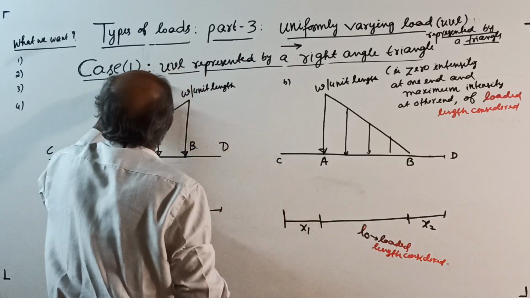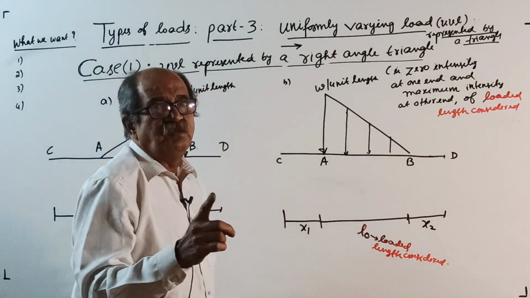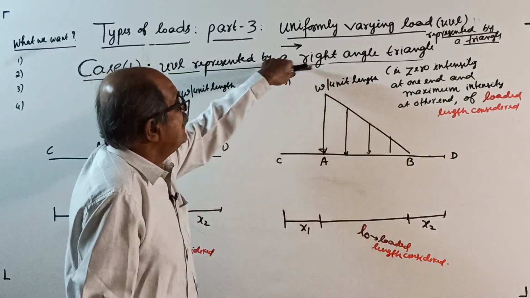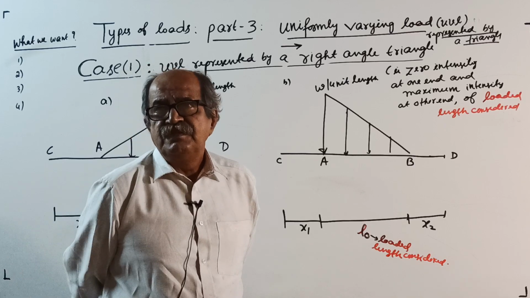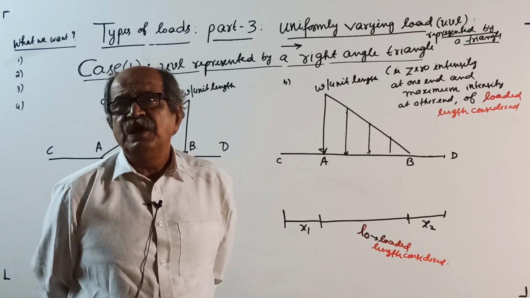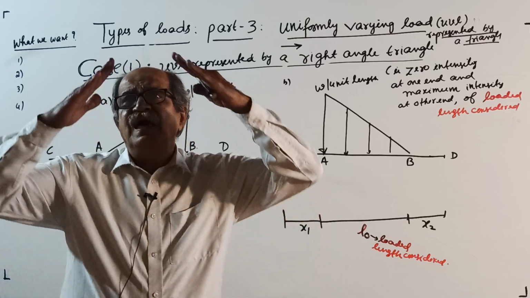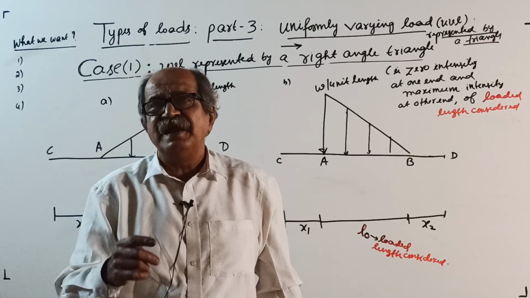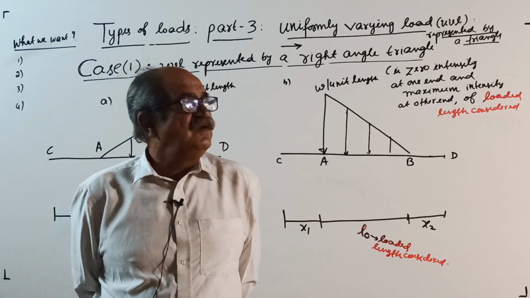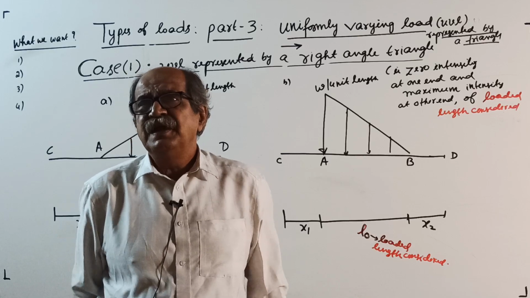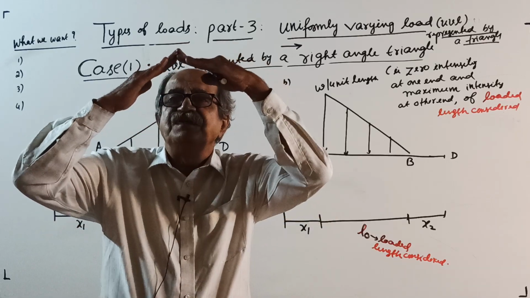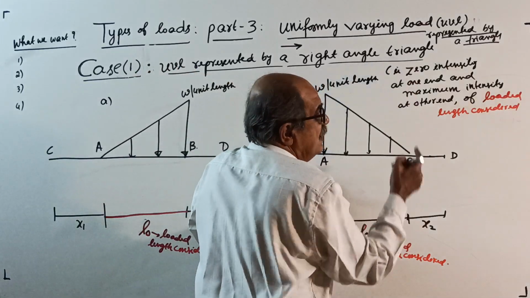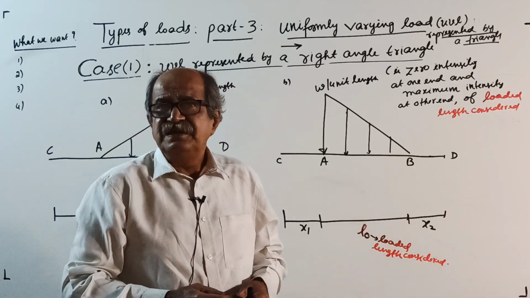Now, 3 cases are there. Case 1, uniformly varying load represented by a right angle triangle. Case 2, uniformly varying load represented by an isosceles triangle, that is, both sides of equal length. Last, case 3, uniformly varying load represented by a triangle in general, something like this, with no restriction, not a right angle. First right angle, then isosceles, lastly general triangle.